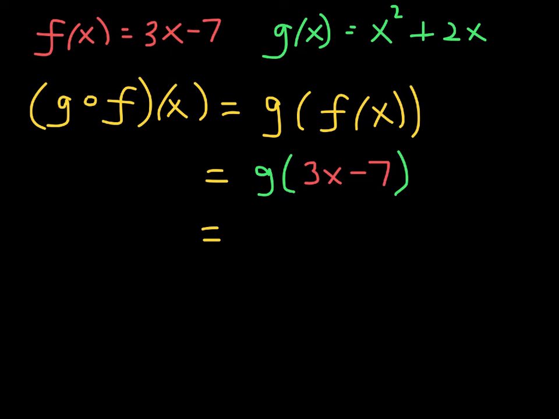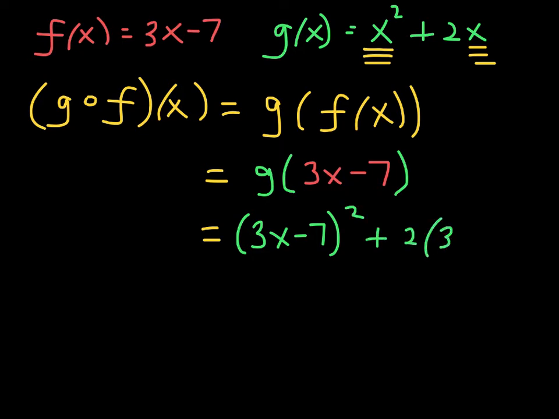Now, I just want to draw your attention to something. Function g has two input variables, one right here, I'm underlining it, and right there. So you are replacing both of those input variables with the expression 3x minus 7. So the way that'll look is 3x minus 7 quantity squared plus 2 times 3x minus 7. So you can see we have some simplifying to do.